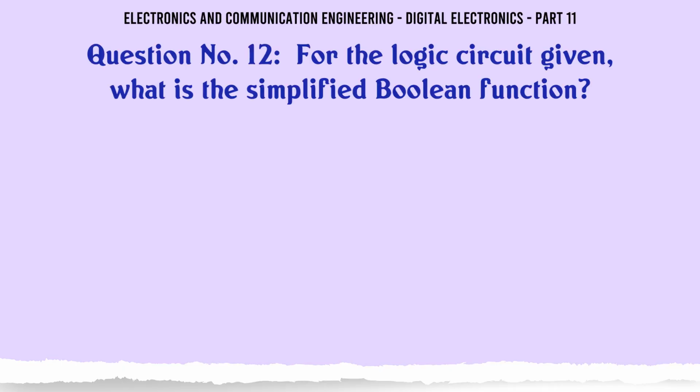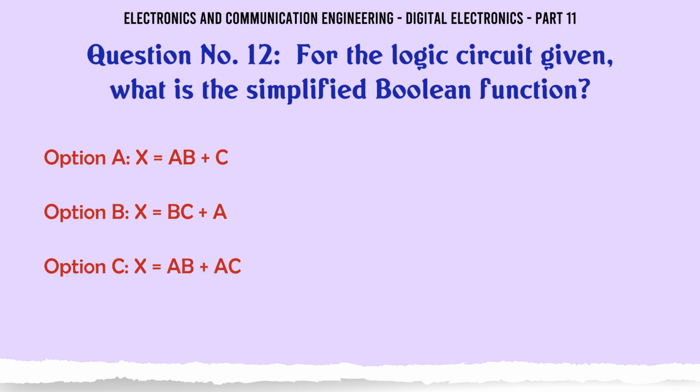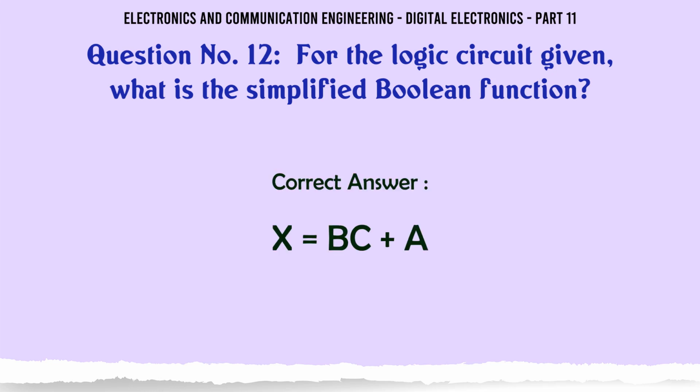For the logic circuit given, what is the simplified Boolean function? A, X equals ABC. B, X equals BCA. C, X equals ABAC. D, X equals ACB. The correct answer is X equals BCA.